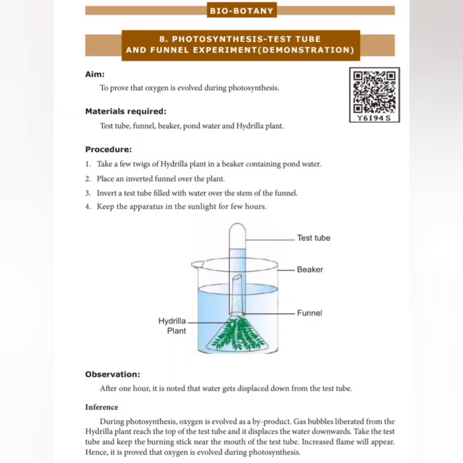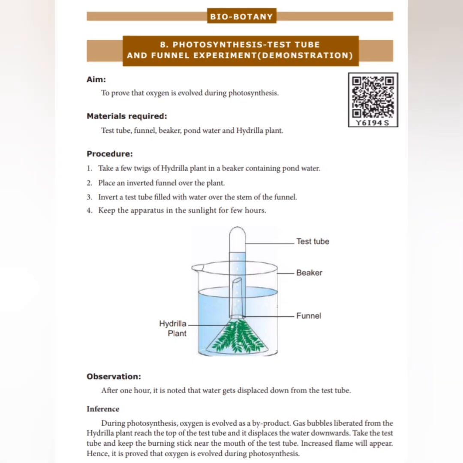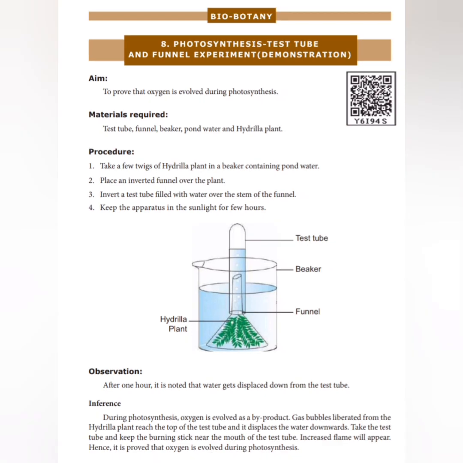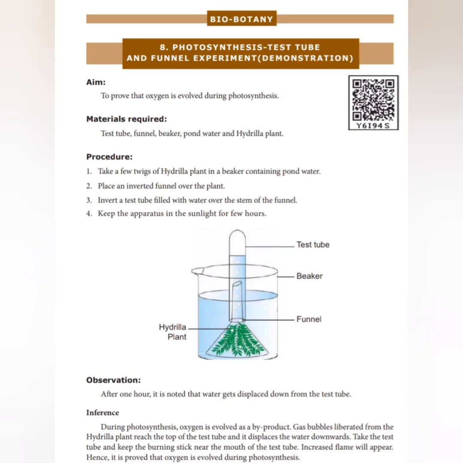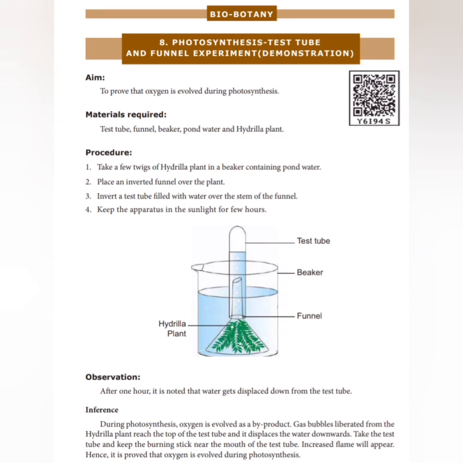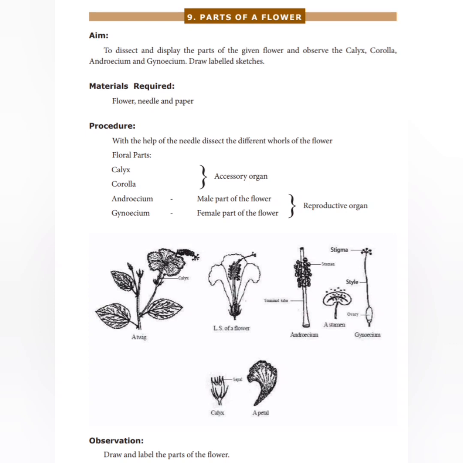The first experiment we are going to see is photosynthesis. In this experiment, the teacher will do the demonstration of the test tube and funnel experiment. Students, you should observe and write the aim, material requirement, procedure, observation and inference. At last you should write the result also. The last line: hence it is proved that oxygen is evolved during photosynthesis. You should write the result and you can draw the diagram also. Totally 5 marks.